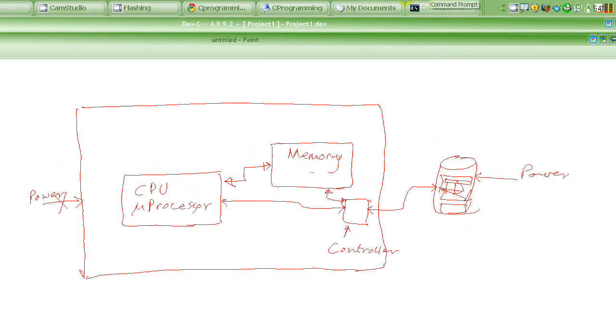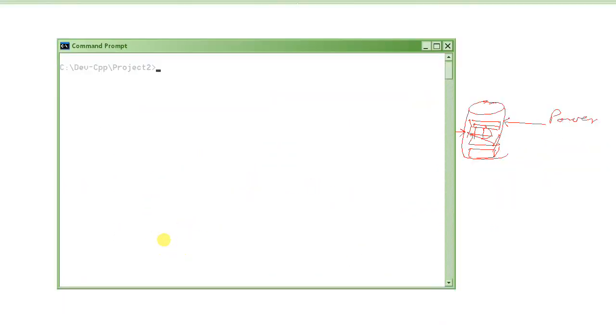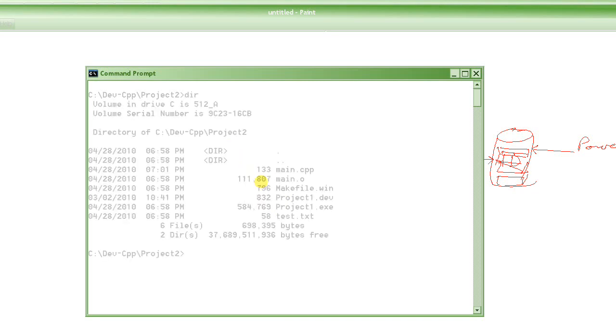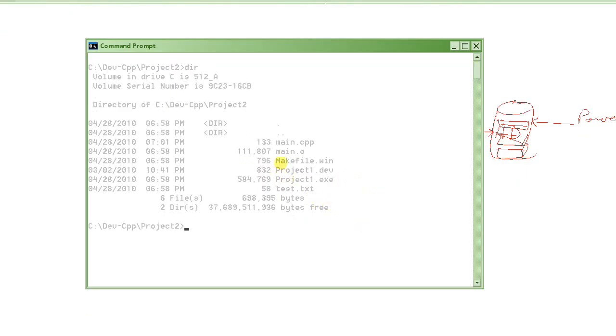Okay, and if you go to your command prompt, you can see the entire directory structure. Obviously, I'm sure you have done that. This is where, by the way, all of my programs are stored. All the programs that I write in front of you, this is the directory where I store them. So if I do a dir, which is short for directory, it shows all the files in this particular directory. So these are files: main.cpp, main.o, makefile.win, etc.